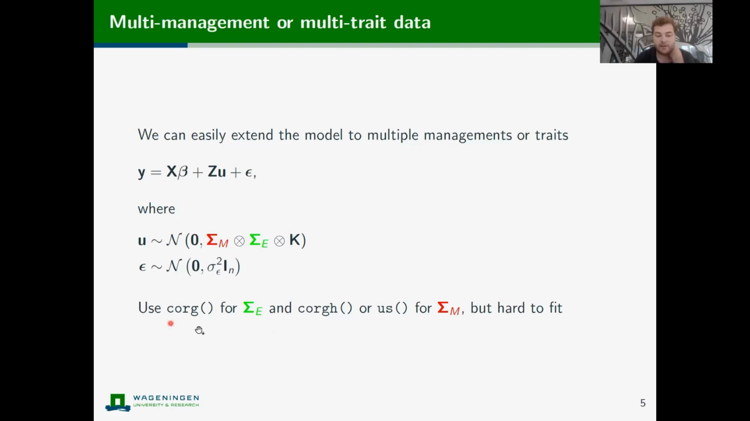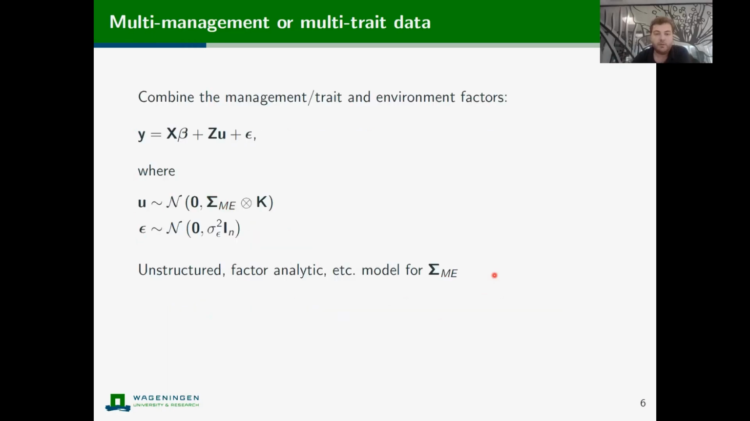You could do that with a general correlation matrix for the environments, and then an unstructured covariance matrix for the managements. But in my experience, that's quite hard to fit directly in ASReml as this sort of double Kronecker product. So I think what a lot of people end up doing in practice is fitting essentially the same model, but combining the management and the environment factors into a single new factor, which then, as the levels, contains all of the possible combinations of management and environment. And then that structure, of course, can be modeled using an unstructured model, factor analytic, etc.